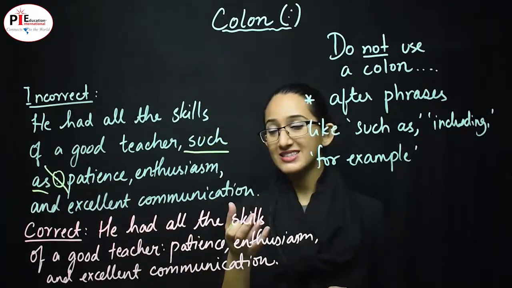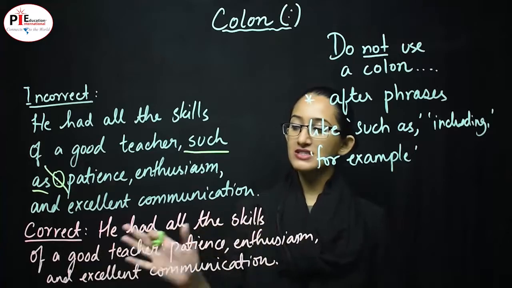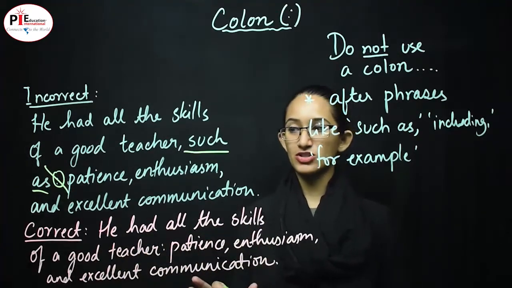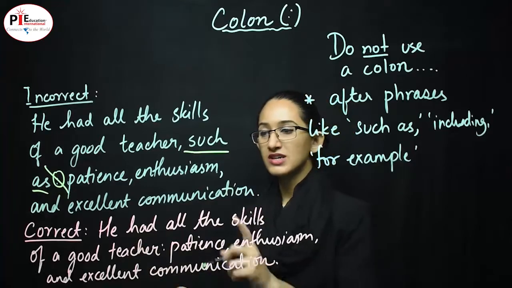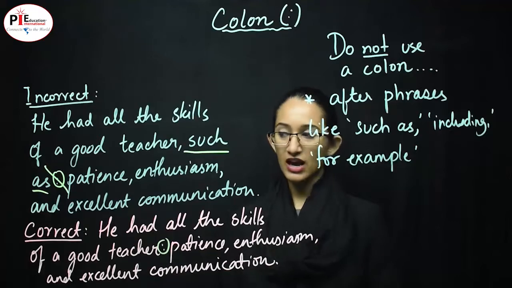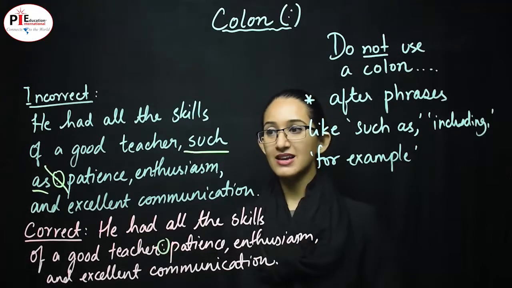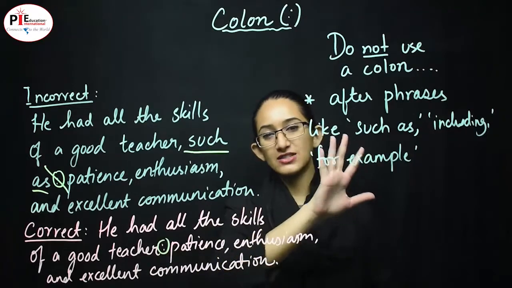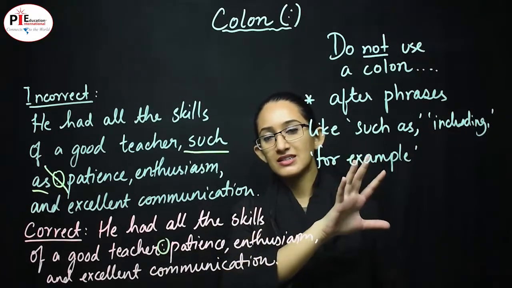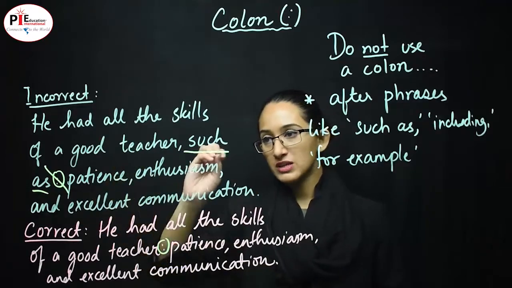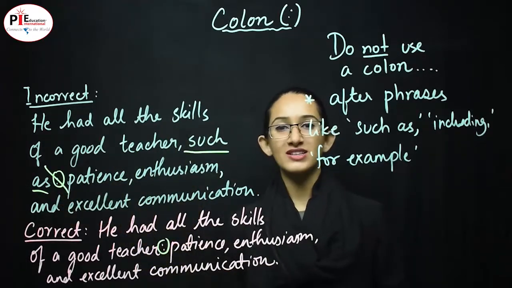How would we correct this sentence? He had all the skills of a good teacher: patience, enthusiasm, and excellent communication. We've just removed the phrase such as, and we've kept a colon here. So this is how you can correct the sentence and remove the repetition of using a phrase that's already introducing the sentence, or we can make the choice of keeping only this phrase and removing the colon.